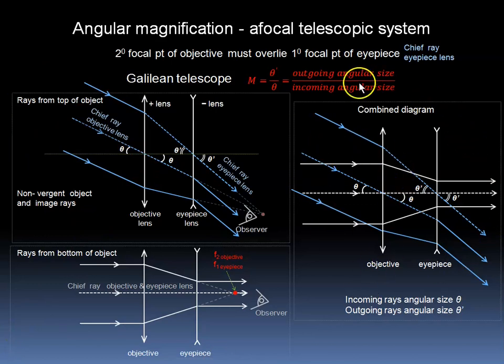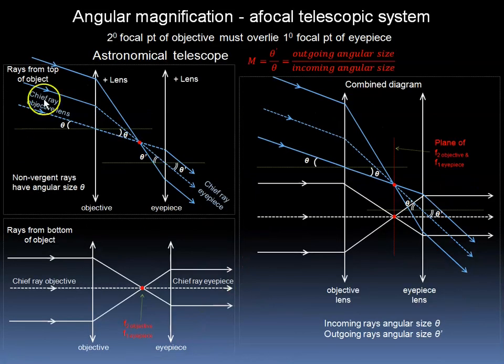Here we put the two parts of the diagrams here in one, so that we see the horizontal rays coming from the bottom of the object and the angulated rays coming from the top of the object that are far away, that has angular size theta, leaving the system with an angular size theta prime, which constitutes a magnification. Here we see another afocal telescopic system.